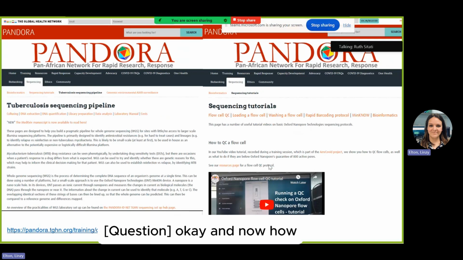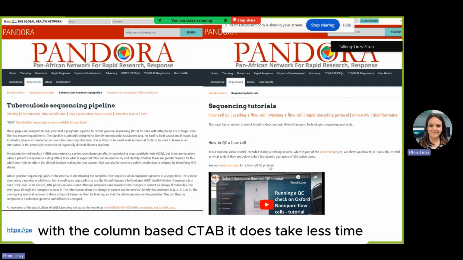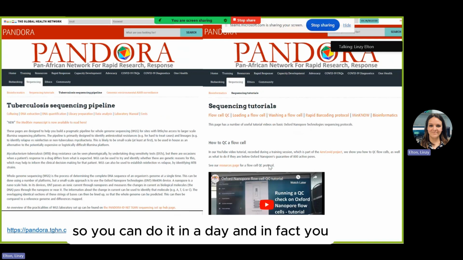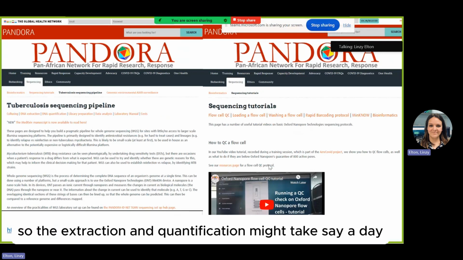Okay, and now how long does it take from extraction to having the result? So with the precipitation CTAB extraction, it takes about a day and a half. With the column-based CTAB, it takes less time, so you can do it in a day, and you could probably do the extraction and quantification in one day.